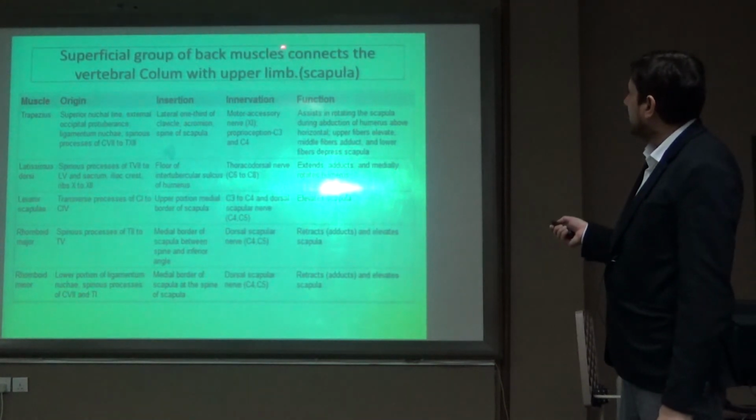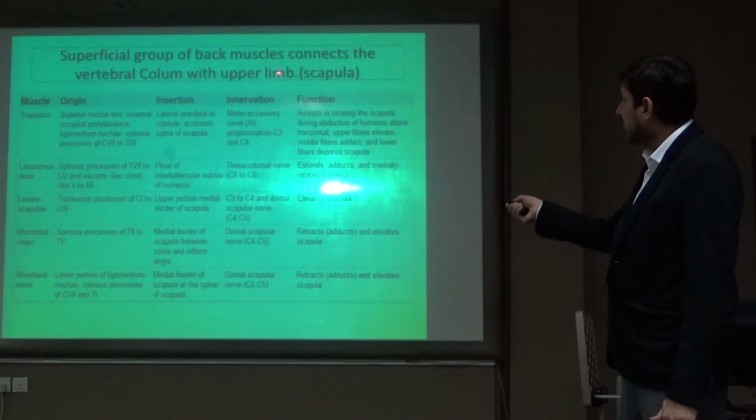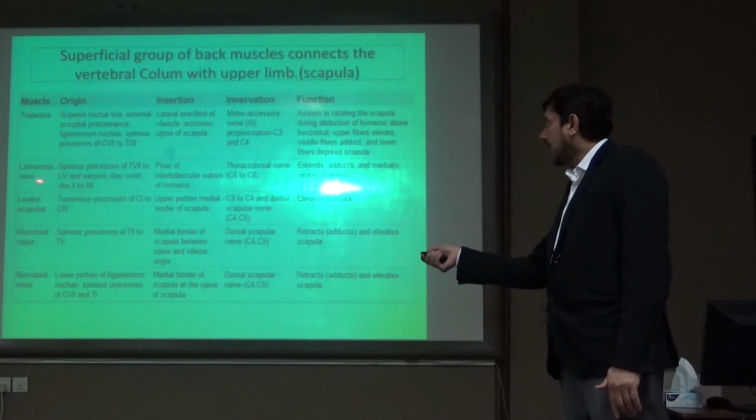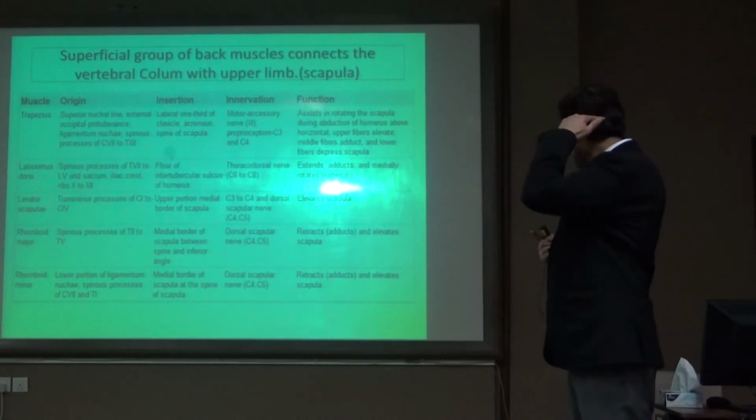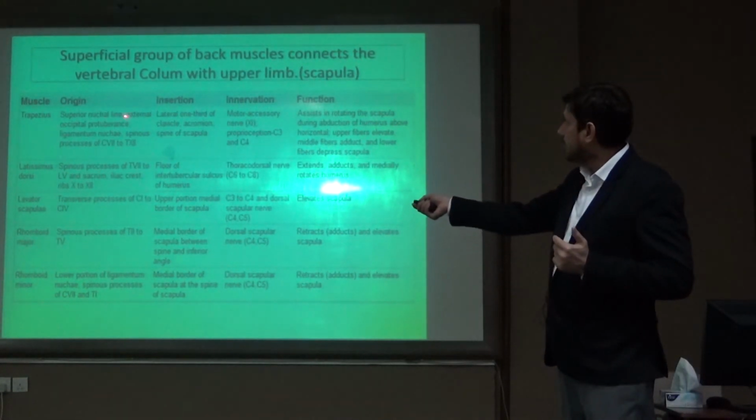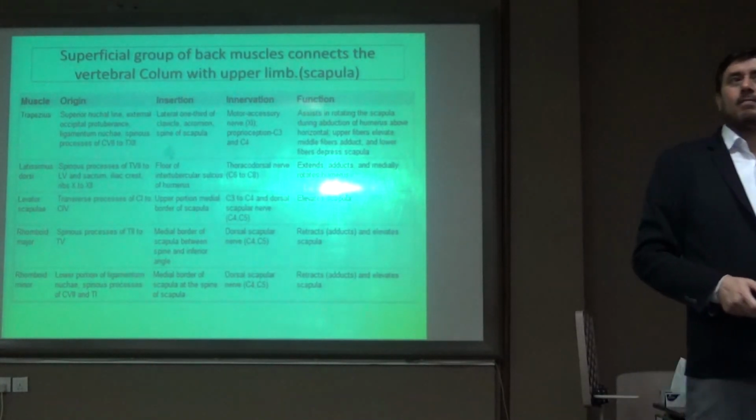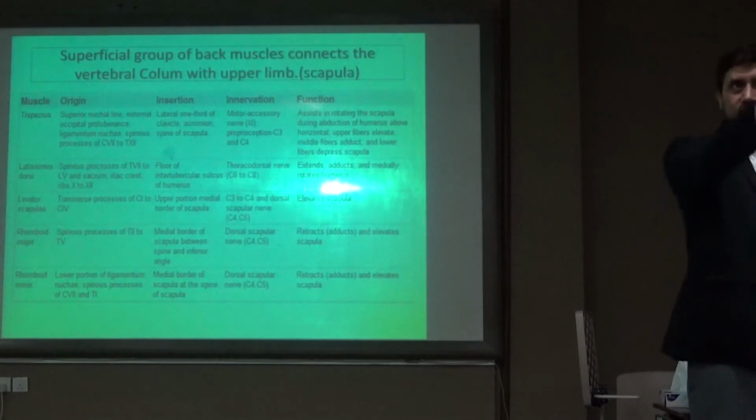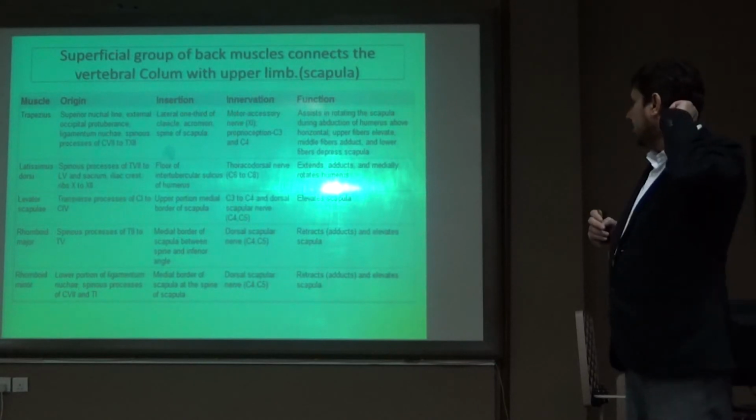Yes, the superficial group of the back muscles connects the vertebral column with the upper limb. This is our main topic. Just focus on two muscles. What are they? Trapezius, latissimus dorsi. They are coming from the superior nuchal line, means from here, from the skull, and from the external occipital protuberance. Touch your external occipital protuberance. Touch his external occipital protuberance. Your front student, touch. Yes. Where is the external occipital protuberance?